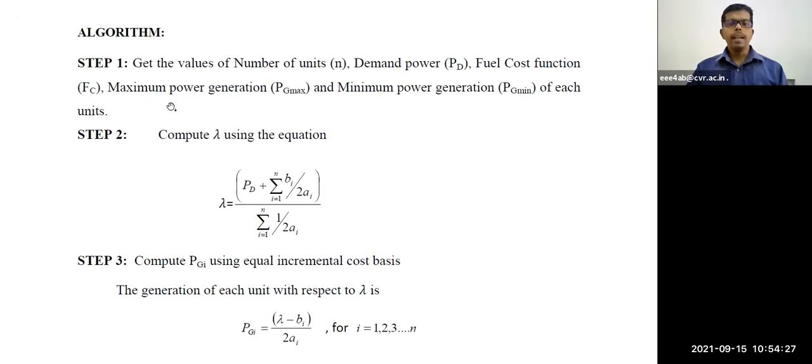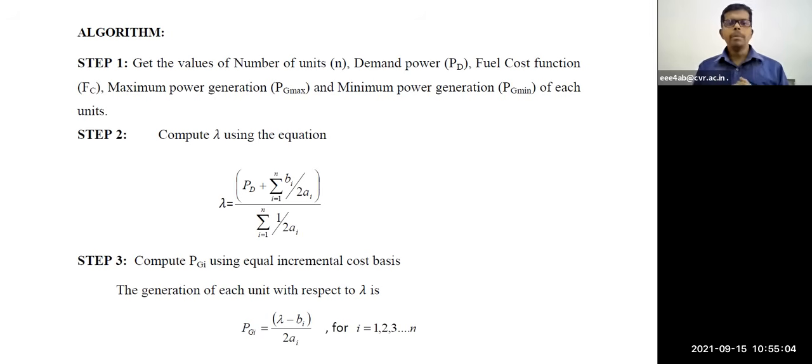F of PI is equal to AI PGI squared plus BI PGI plus CI. That AI, BI, and CI are the fuel cost coefficients. Already we have seen that, and we have solved certain problems also. So for 3 generating units, you need to take those values: that is A1, B1, C1, A2, B2, C2, A3, B3, C3, like that. For 3 generating units, you have to input the data. So this is for programming, but that is needed for solving the problem also.